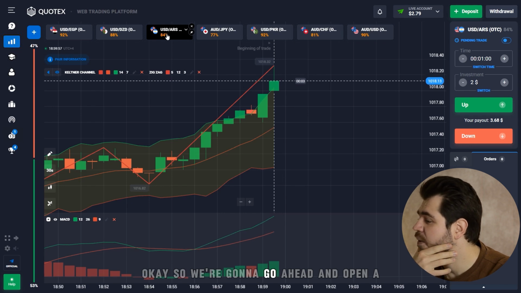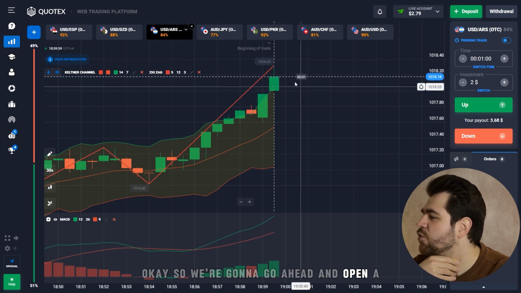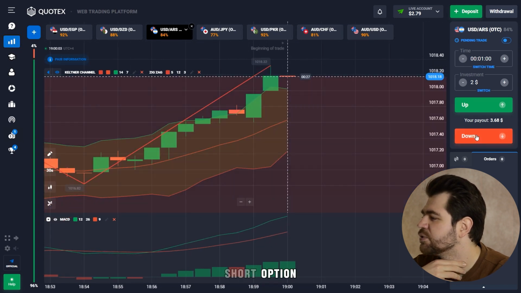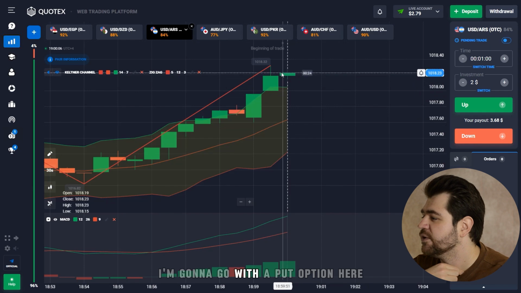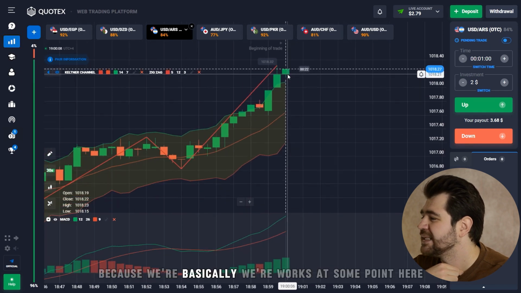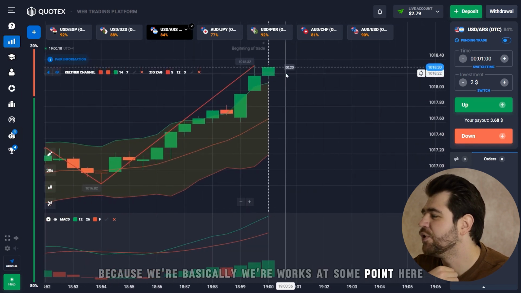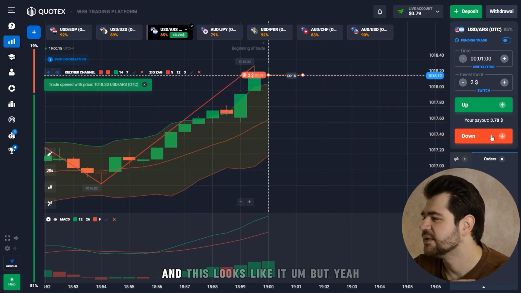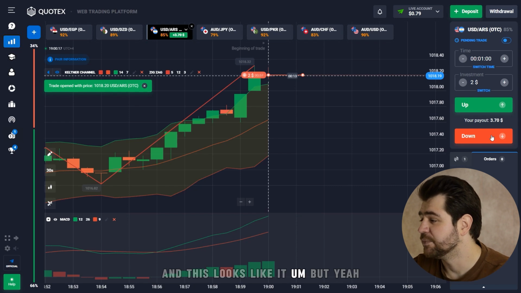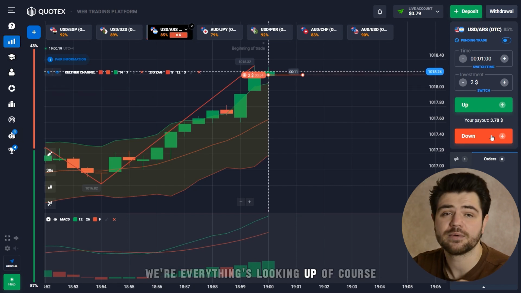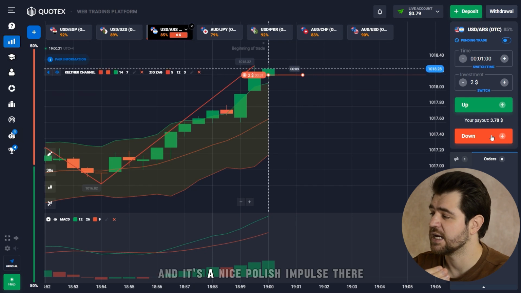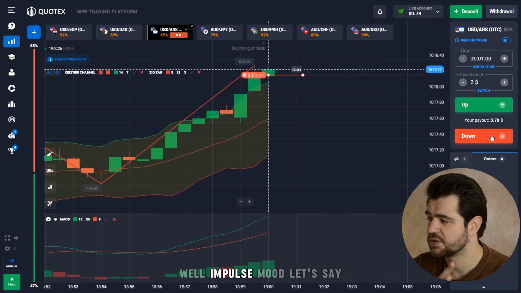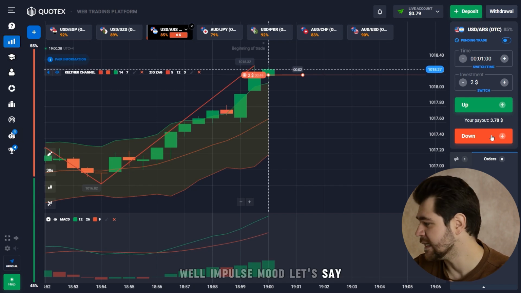Okay, so we're gonna go ahead and open a short option. I'm gonna go with a put option here because at some point we're expecting a pullback, and this looks like it. But yeah, everything's looking up, of course, and it's a nice bullish impulse there. Well, impulse mood, let's say.